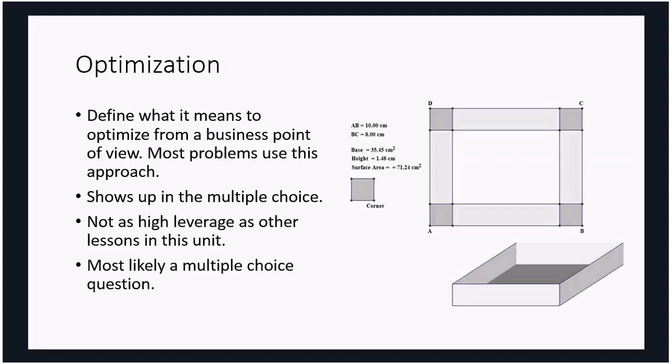I think the biggest problem is the word optimization. They really don't understand the definition of it. So take a few minutes, explain what optimization means, take a business stance from it, and they might be more equipped to answer optimization questions. Then they understand, oh, I'm trying to find the max. Oh, I'm trying to find the min. Things like that. And this type of question will show up on the multiple choice.